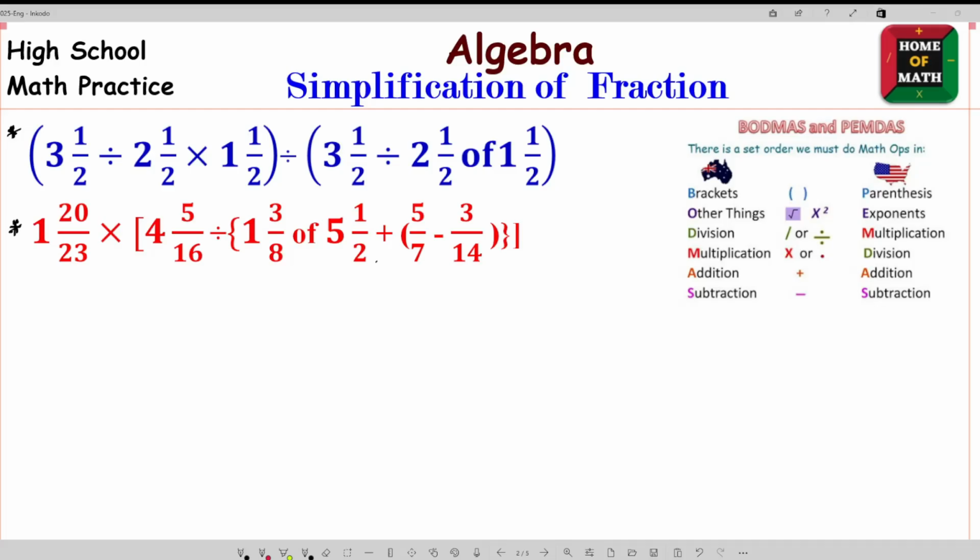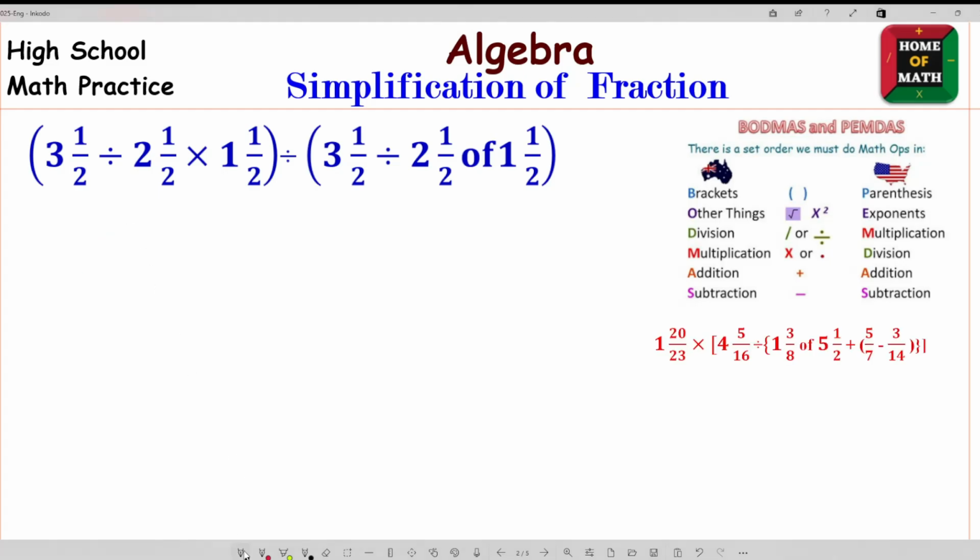In this video we will simplify two algebraic fractions. Let's start. Here is part one: 3 1/2 ÷ 2 1/2 of 1 1/2, inside a bracket. And this expression we will divide by the bracket 3 1/2 ÷ 2 1/2 of 1 1/2.